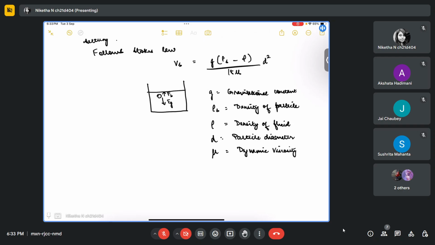So when we have settling velocities, basically it will act downwards. There will be the buoyant force which is acting upwards and the gravitational force which is acting downwards. Ultimately, if your gravitational force is going to be higher than the buoyant force, then the particle will settle down, and this downward velocity is what is settling velocity.